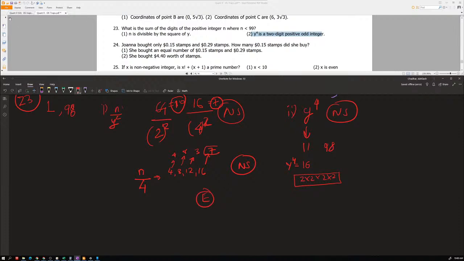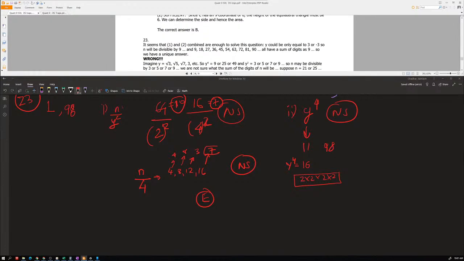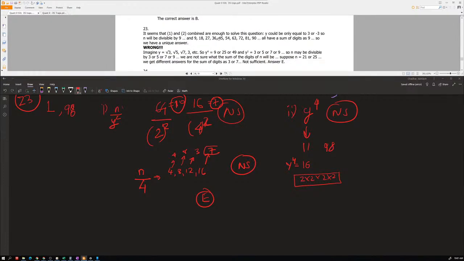Let's see what is the actual answer though. It seems that 1 and 2 combined are enough to solve the question. Okay, it says that it is C. Very straightforward. Y could be only equal to 3 or minus 3. So n will be divisible by 9. Okay, the answer is C, but why does it say that it seems? Okay, it seems that one works. Okay, it seems like that, yeah, of course.